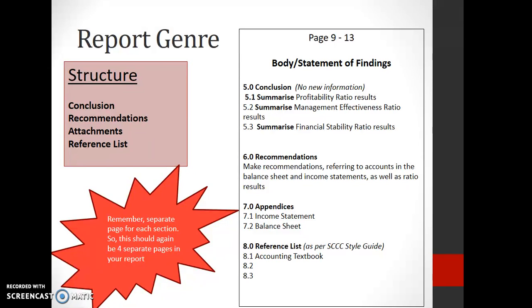Then we keep going, so pages 9 to 13. Page 9 would be our conclusion. No new information, you just summarise what you have discussed or presented throughout the body. Recommendations. I have mentioned before that the recommendations are a key part of a report. You make suggestions, you give advice to your audience. Appendices for this case might be your income statement and balance sheet of the business, and a reference list.